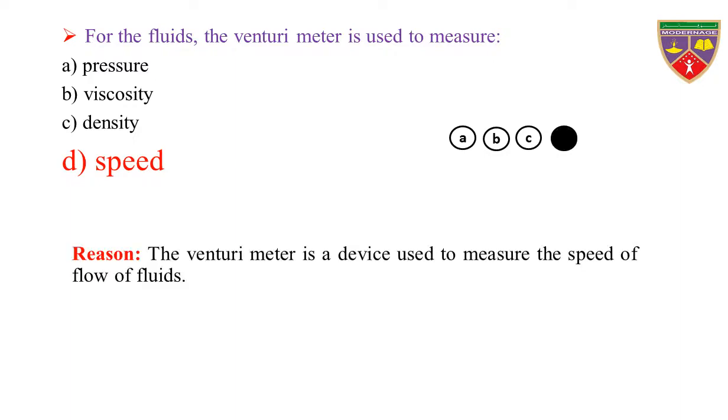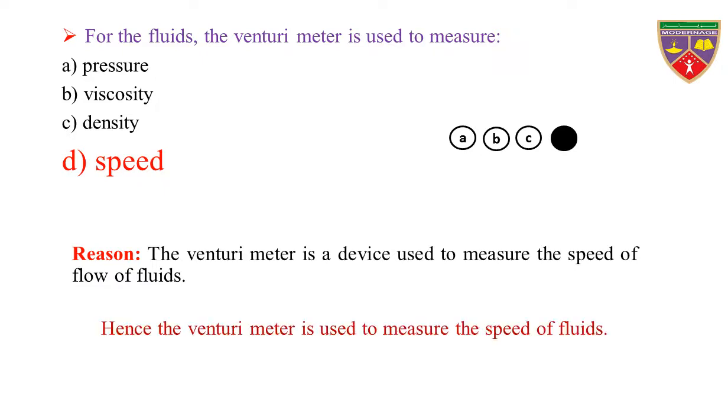Reason: the venturimeter is a device used to measure the speed of flow of fluids. Hence, the venturimeter is used to measure the speed of fluids.